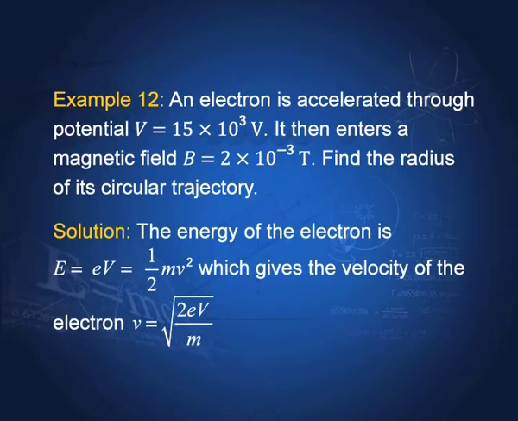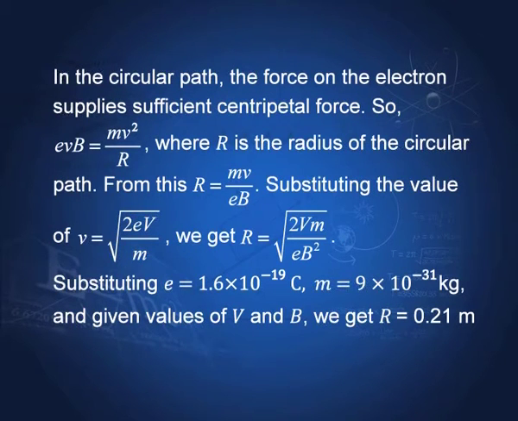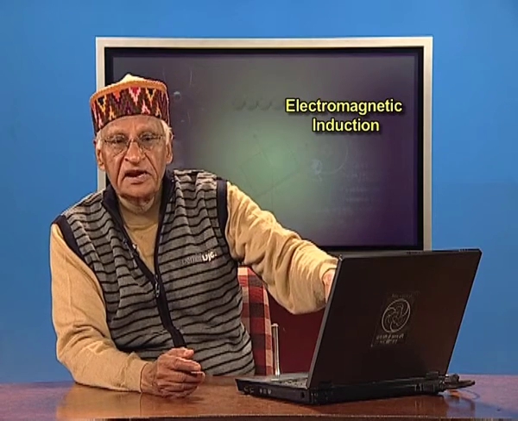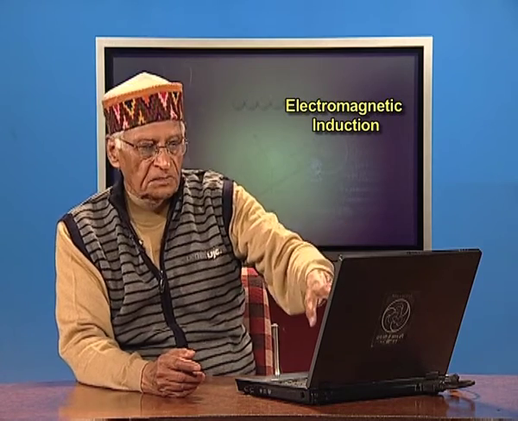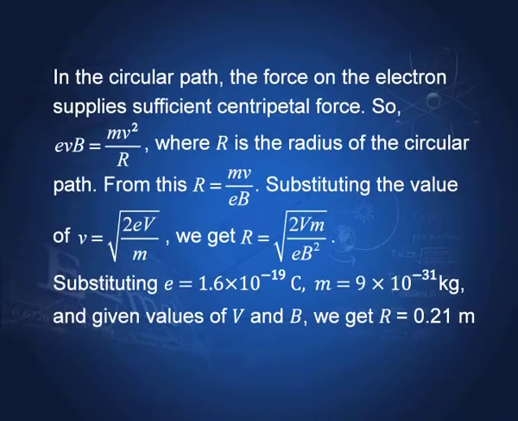E is equal to eV, because an electron is accelerated through potential V. So, it acquires energy eV, which is equal to half m v squared, and from this we find v, which is equal to square root of 2eV by m. In the circular path, the force on the electron supplies sufficient centripetal force. So, the force by the magnetic field is evB, and this must supply the sufficient centripetal force, so that it can keep on moving with radius r. So, evB must be equal to m v squared by r.